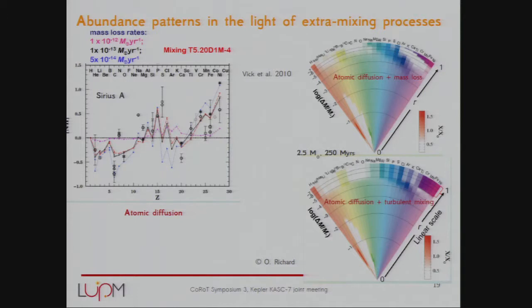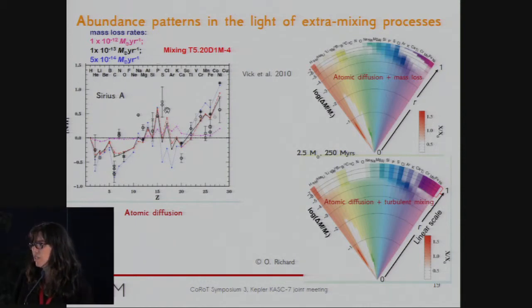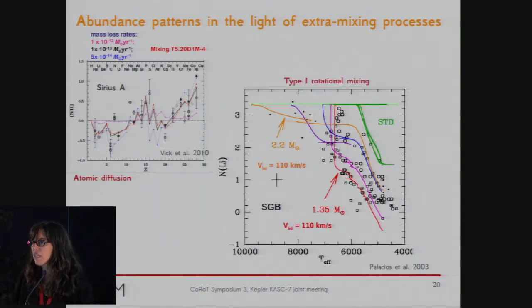Moving to abundance patterns, here you have the results that are obtained when you put in atomic diffusion to explain A-type stars, and this is Sirius A. You have different models including either winds and atomic diffusion or turbulent mixing and atomic diffusion, and you see that you really need these kinds of processes to, for instance, explain the abundance patterns on Sirius A, and it's quite successful.